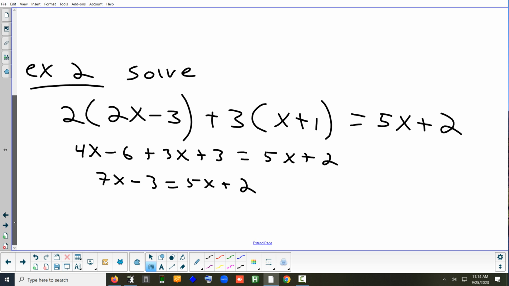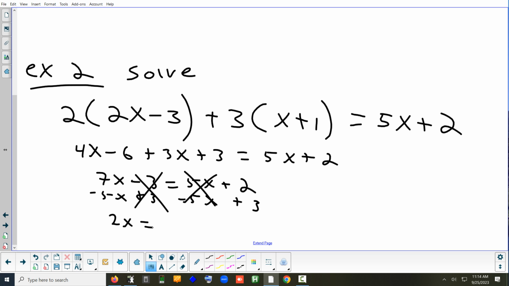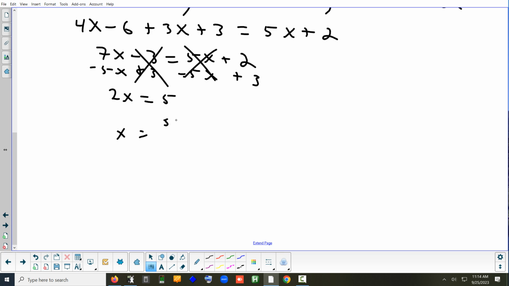Variables, minus 5x on both sides. Okay, so let's do that. And what else can I do at the same time? You would also add 3 to both sides. So 5x is gone, 3 is gone. So now we have 2x equals 5, and x equals 5x.